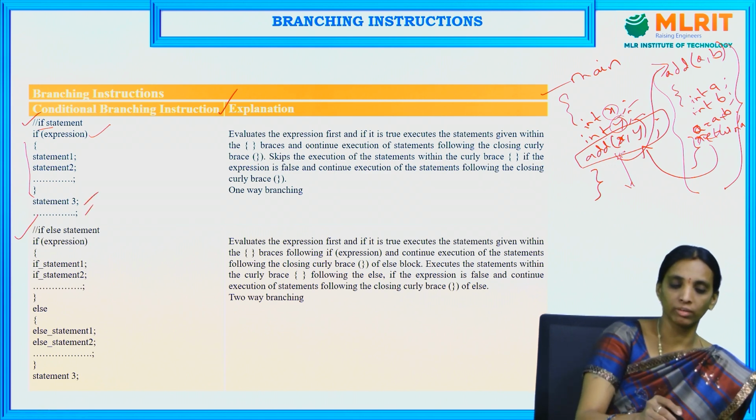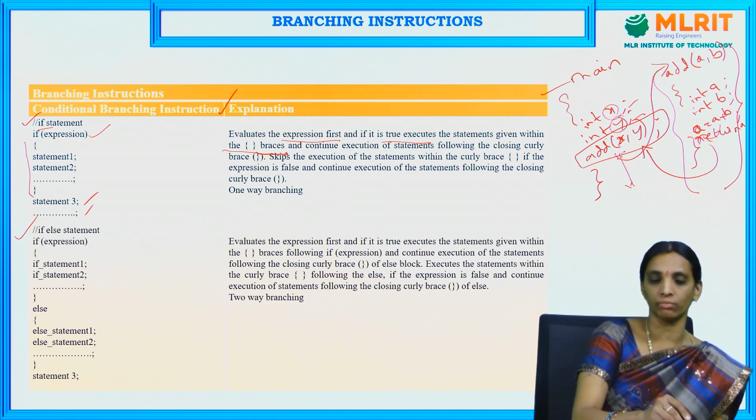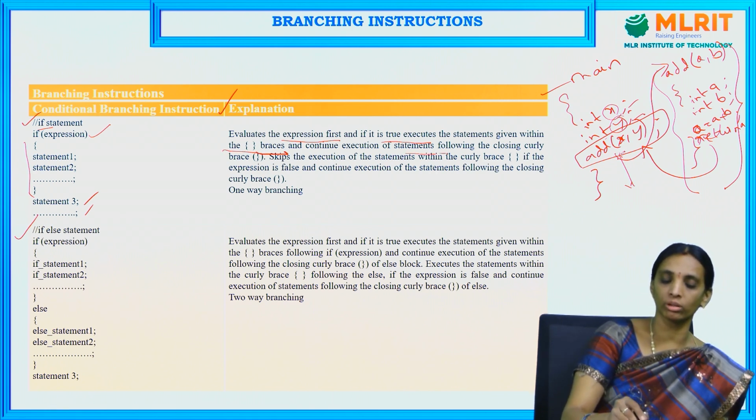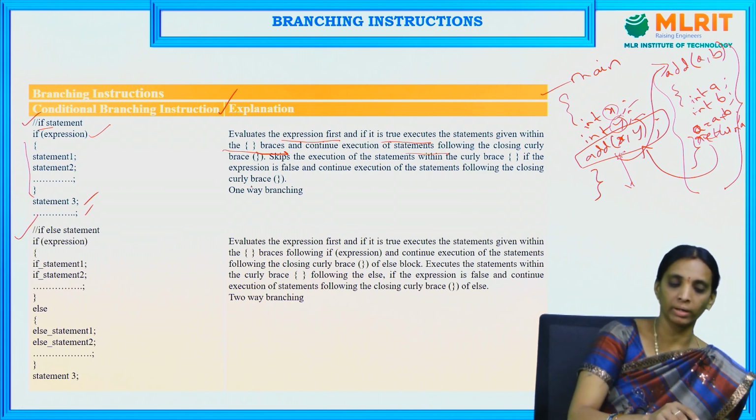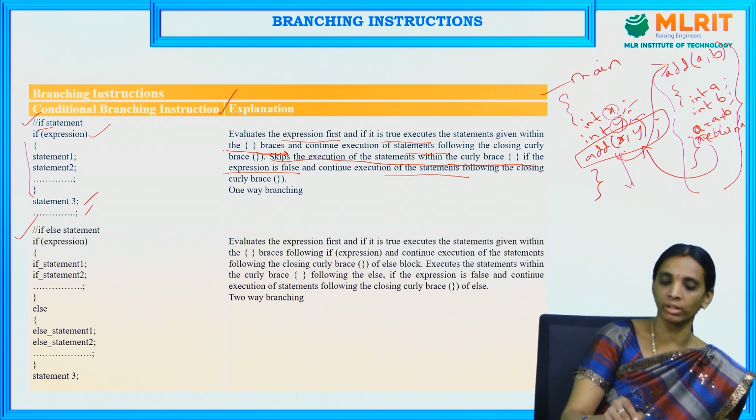So here it evaluates the expression first, and if it is true, then it executes the statements given within the opening and closing braces of if and continues the execution of statements. And if the condition is not satisfied, then it skips the execution of statements within the curly braces if the expression is false, and it continues the execution of the statement following the closing curly brace.